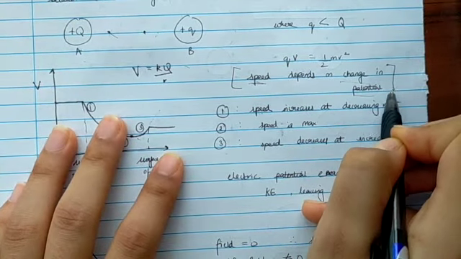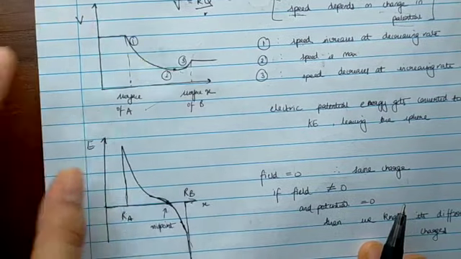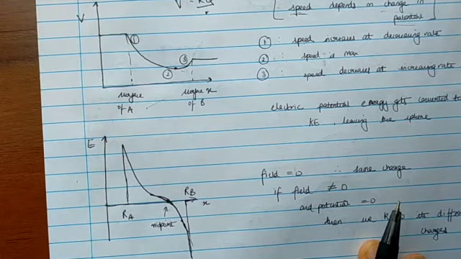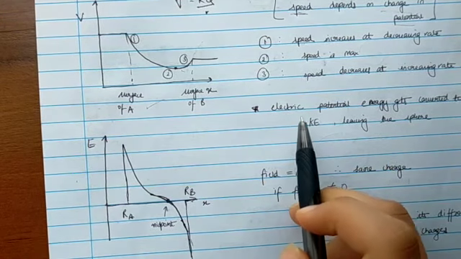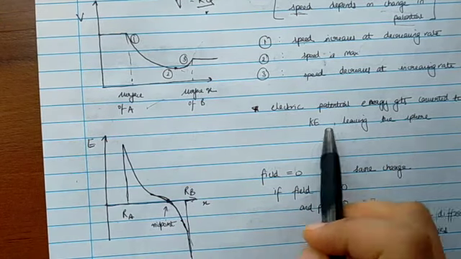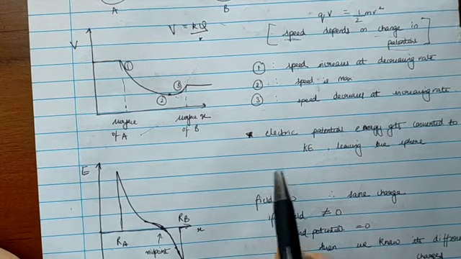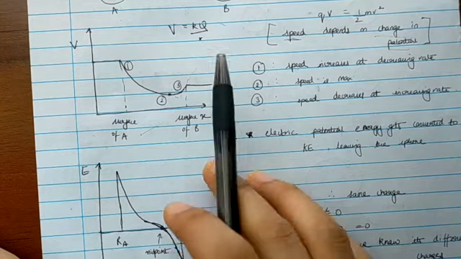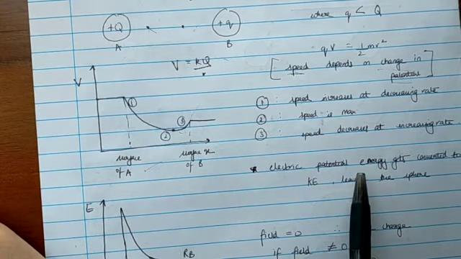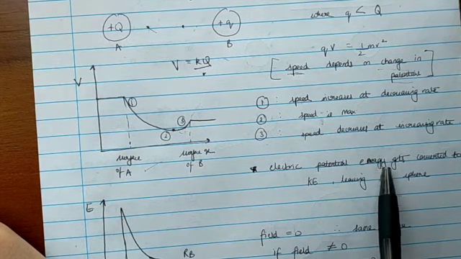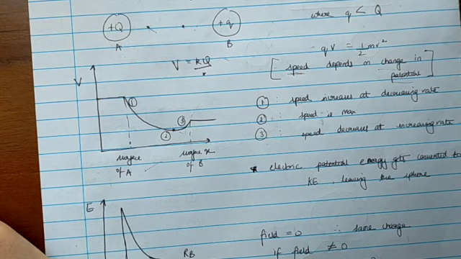The speed of the particle depends on the change in potential. And also something that probably helps you visualize is that the electric potential energy gets converted to kinetic energy because of conservation of energy. So whatever kinetic energy is lost by the particle that you were moving from A to B gets converted to the electrical potential energy, hence why the speed depends on the change in potential.